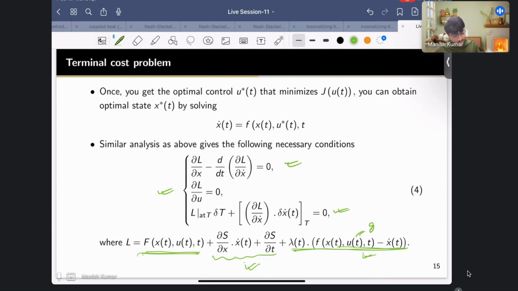Okay, so these two are actually the same. So let me circle this. Here it's nothing but, you know, that d/dt of ∂L/∂u' is 0. So that's why it's written separately, right?